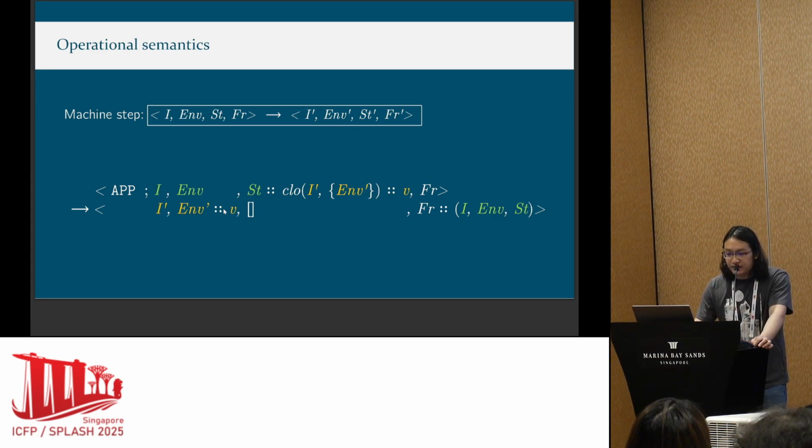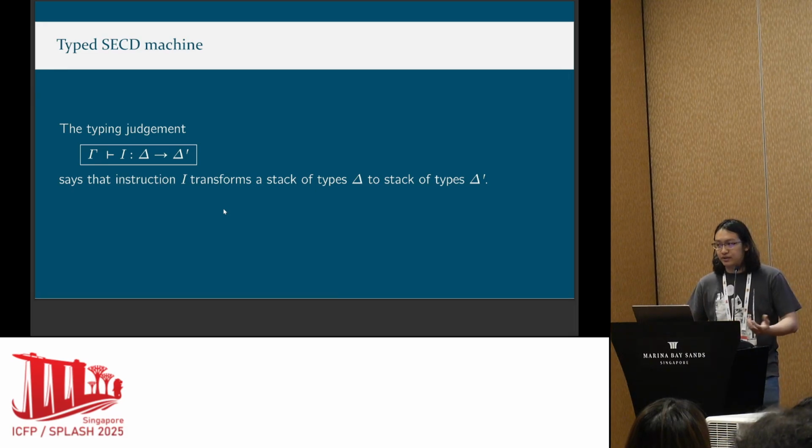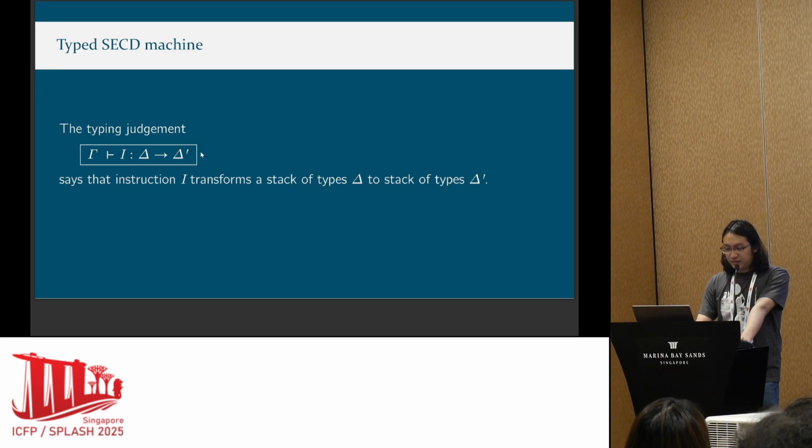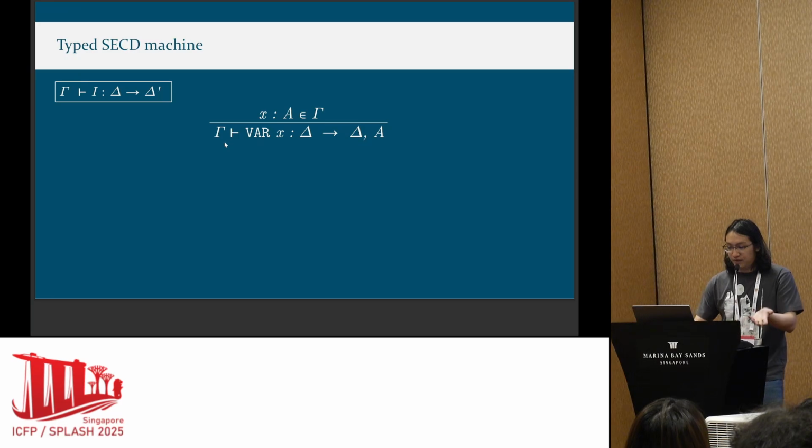So that's a very simple model of execution. But the interesting thing is we are able to type the instructions like we type the source language, using the exact same types, and this is the kind of judgment I want to write. It says that if this judgment holds, then the instruction I transforms a stack of types delta to a stack of types delta prime under the runtime environment of types gamma.